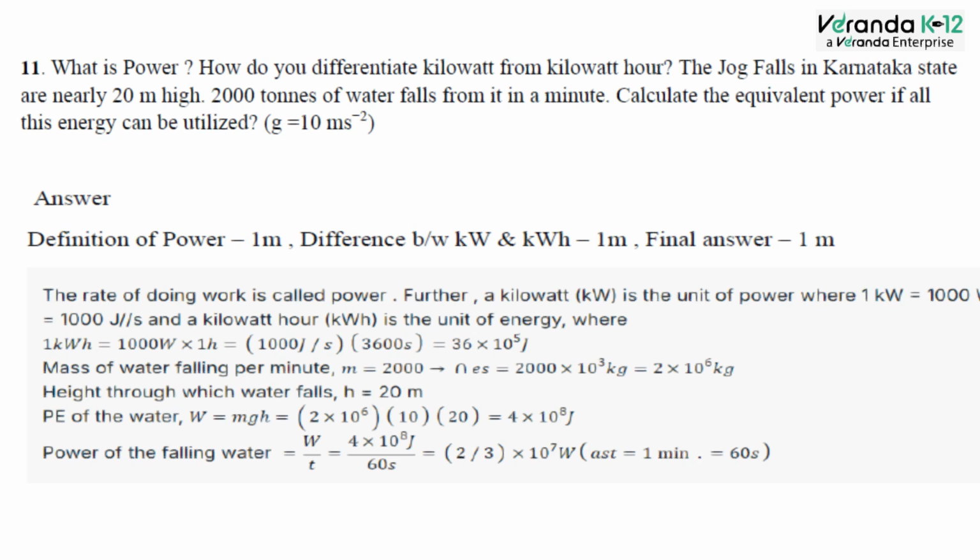So the potential energy that we have found, 4 into 10 to the power 8 joule, divided by 60. If you solve this, then you will get 2 by 3 into 10 to the power 7 watts. The unit of power is watt. Or else you can also solve it as 2 by 3 in terms of decimal, then also you will get the marks for that. So 2 by 3 into 10 to the power 7 watt is the power of the falling water, as per the question. That's it. Thank you.